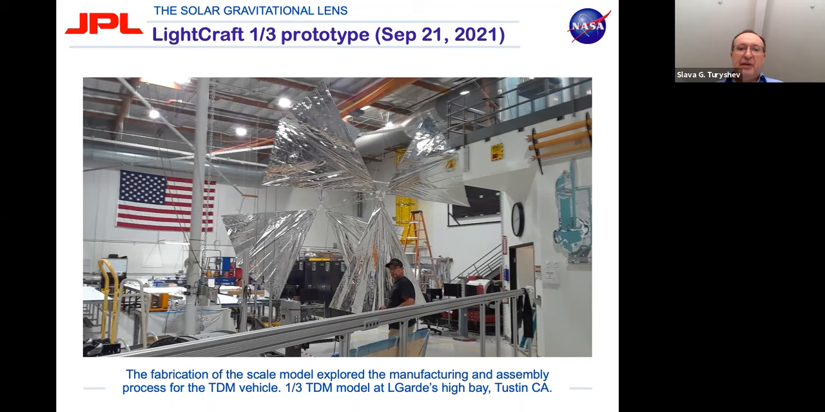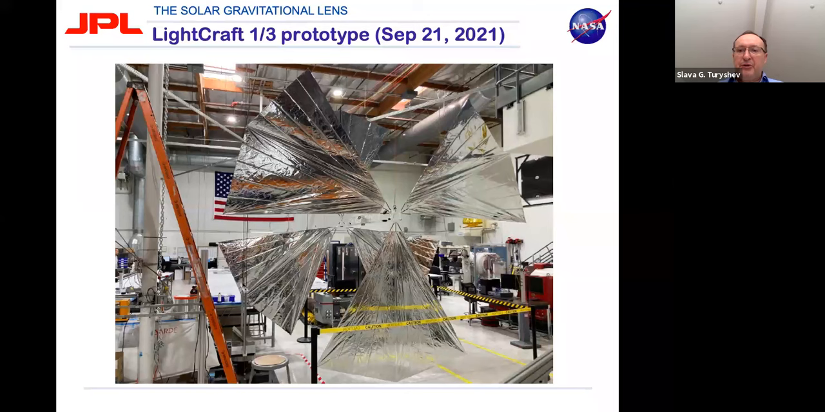This vehicle is being assembled in the facility of the company Lagarde in Tustin, California. This is the vehicle, a one-third scaled prototype. This vehicle will be flown as a public-private partnership between NASA and private industry. We will fly this mission in about 2 years from today. This mission will carry scientific payloads. And we think about success as a series of flights for those TDMs with ever-increasing capabilities.